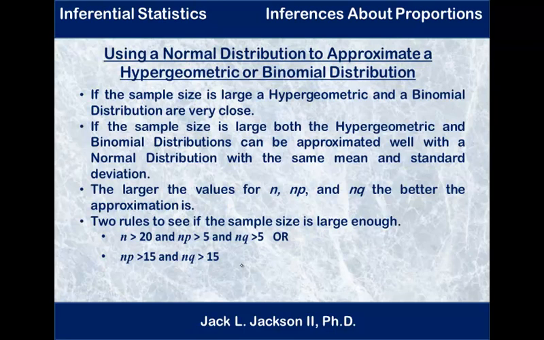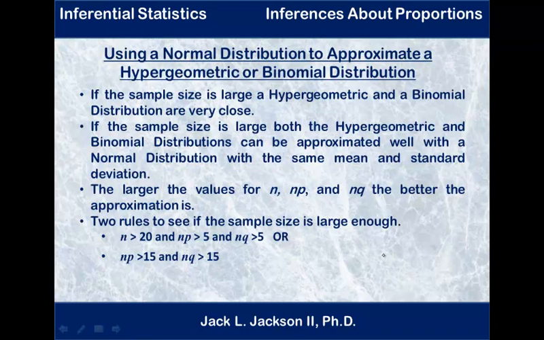And the larger the values are for n, np, and nq, the better that approximation becomes. And so here are a couple of rules to show when a binomial or hypergeometric could be approximated fairly well with a normal. If n is greater than 20 and both np and nq are greater than 5, then that's a fairly good approximation. That's one rule I've seen. Another rule that I've seen is if both np and nq are greater than 15. That's a pretty good indication that a binomial or hypergeometric could be approximated reasonably well with a normal approximation.